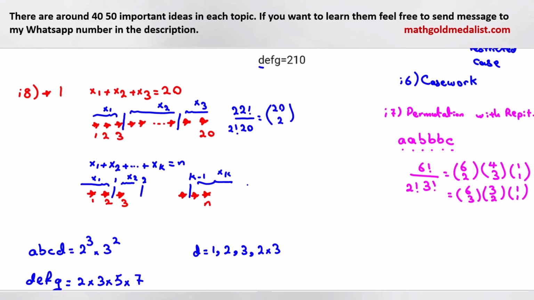So how many permutations are there? We have n plus k minus 1 factorial objects, divided by n factorial times k minus 1 factorial. So it is equal to n plus k minus 1 choose n, or n plus k minus 1 choose k minus 1.